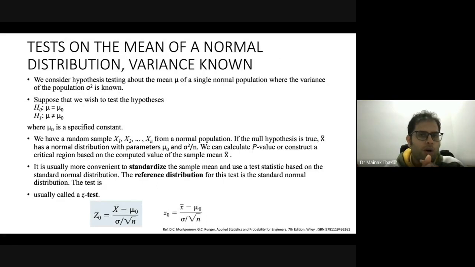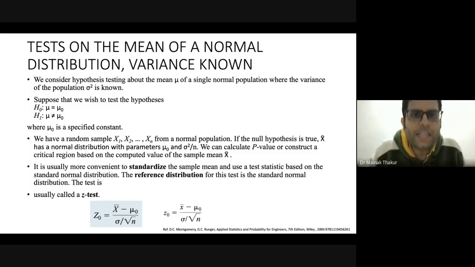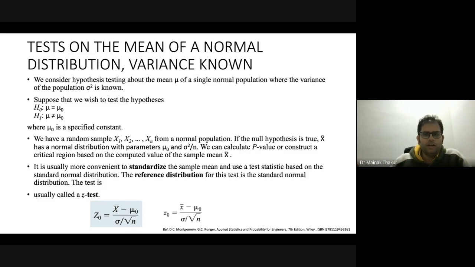We are considering one case here. We'll talk in detail about how you test the mean of a normal distribution where the variance is known. So the population variance is known, and your population distribution is normal. How do you test the mean?